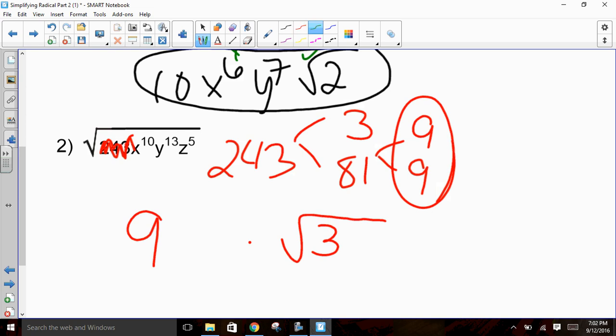Let's take a look at my x's. I have x to the 10th. Is 10 divisible by 2? Yes, it's 5. So that means I have x to the 5th come out. Use all of those guys.